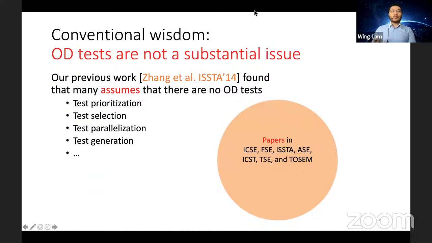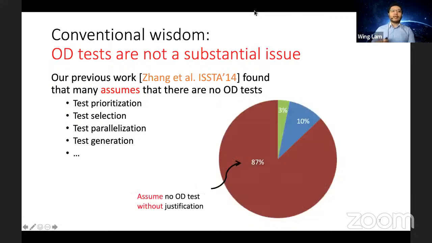In fact, from our previous work, we've actually even found that many existing work kind of assumes that there are no order-dependent tests, especially in work like test prioritization, test selection, test parallelization, and even test generation. Specifically, in papers from ISSTA and so forth, we see that about 87% of them assumes that there are no order-dependent tests without any justification. We also found that as a threat to validity, that 10% of them claim it in there, and that's it. And finally, there was about 3% that actually considered order-dependent tests.